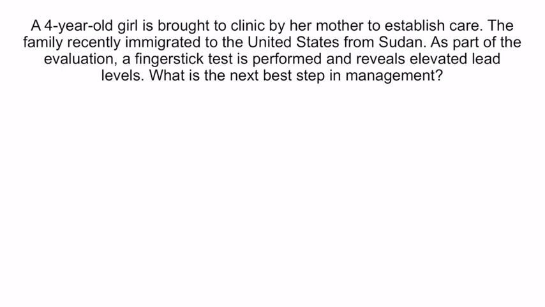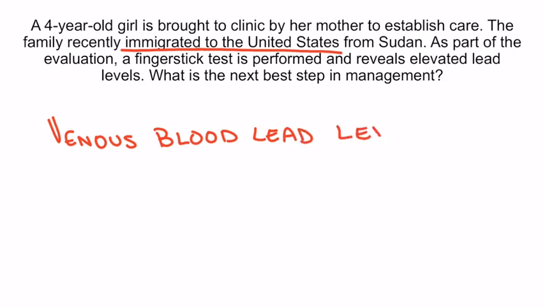Okay, so the child in the question is at risk for lead poisoning due to recent immigration to the United States, which is why the clinician ordered a screening fingerstick test. So after that initial screening test is positive, then the next best step in management would be to order a venous blood level, because you want to confirm the elevated blood lead level and determine the appropriate treatment, which is again based on the level of abnormality.